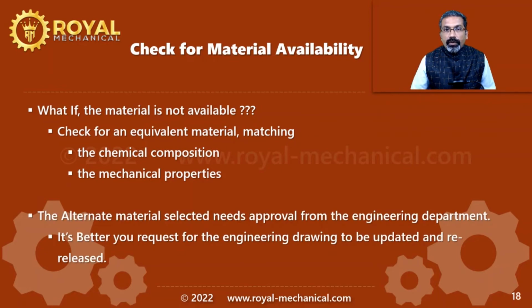Please note, once you have selected the alternate material, you need to discuss with the product engineering department. You need to inform them that the actual material is not available in the local market and you have selected an alternate material. There are good chances they might approve, they might also not approve. If they do approve, you need to request them to revise the engineering drawing, change the material information and re-release the engineering drawing.